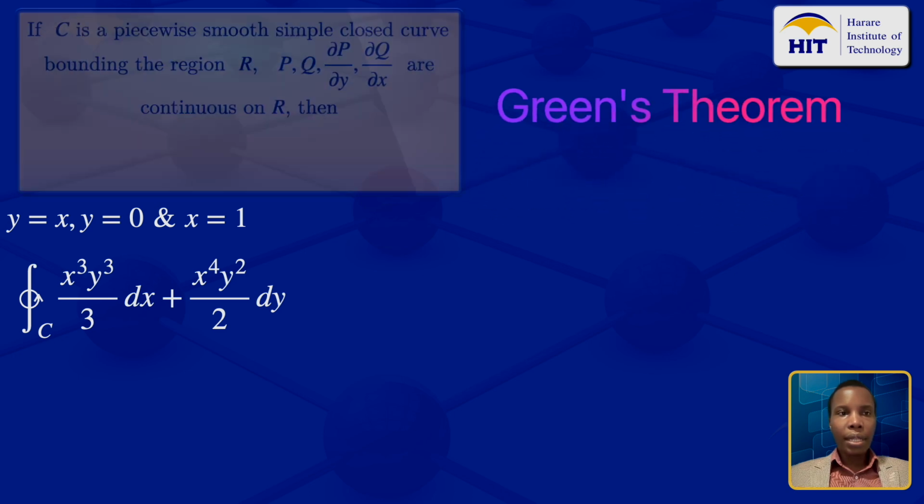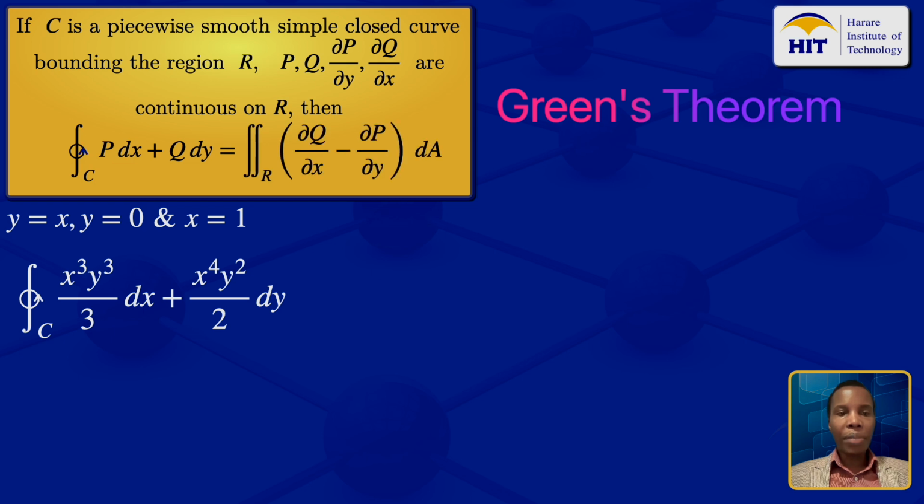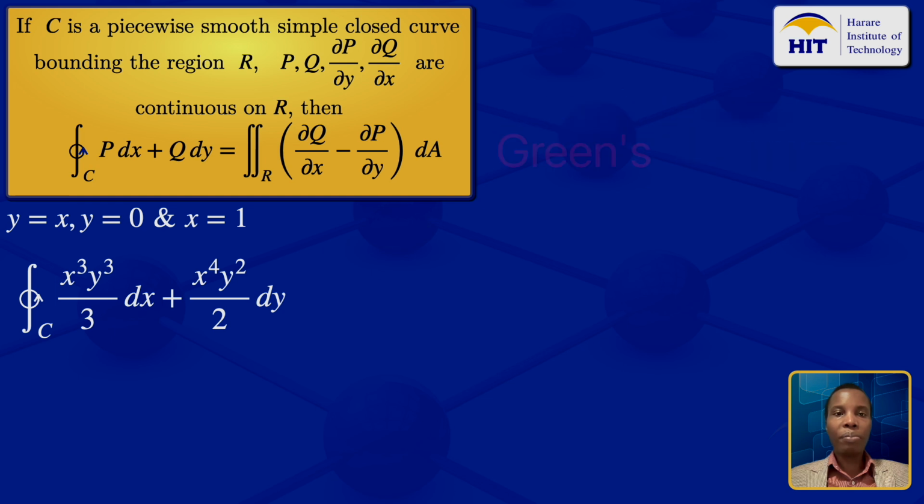Green's theorem states that if C is a piecewise smooth, simple closed curve bounding the region R, and P, Q, the partial derivative of P with respect to y, and the partial derivative of Q with respect to x are continuous on the region R, then the integral of P dx plus Q dy along the closed curve C in the positive direction is equal to the double integral over the region R of the partial derivative of Q with respect to x minus the partial derivative of P with respect to y dA.